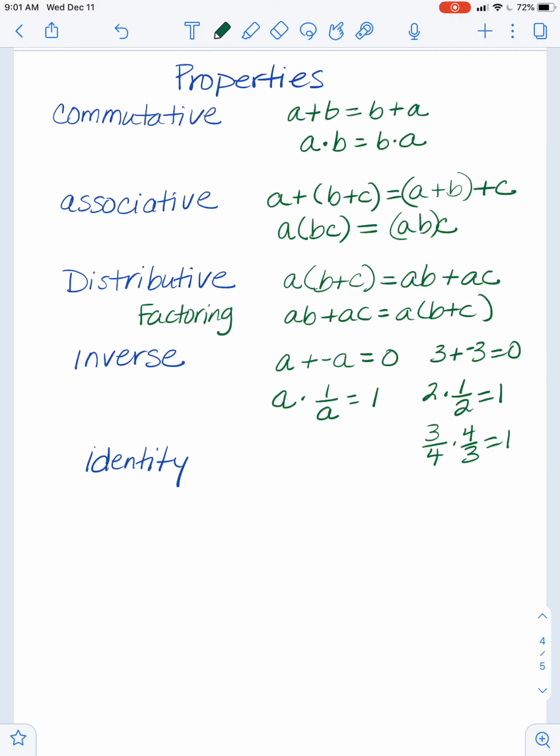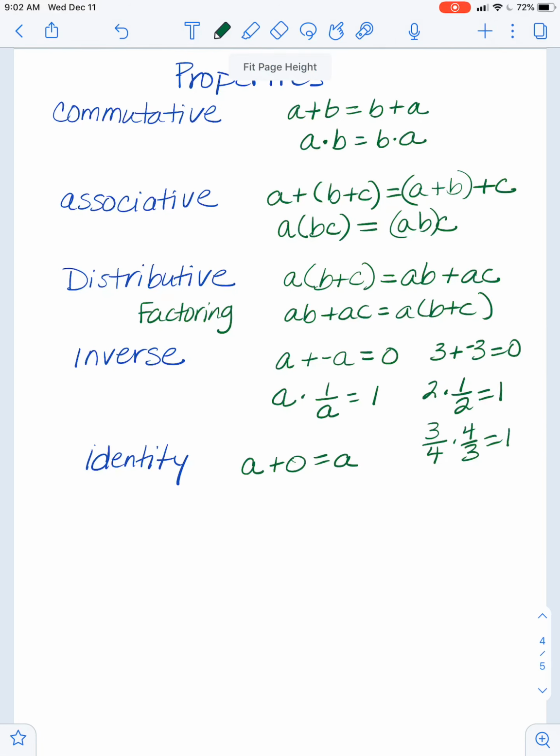The identity property simply says that if I take a number for addition and add it to 0, I'm going to get that number. And for multiplication is that if I multiply 1 times a number, I'm going to get that number.